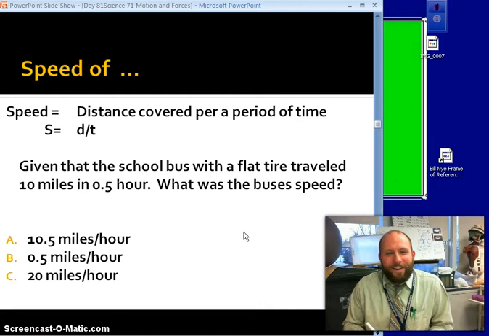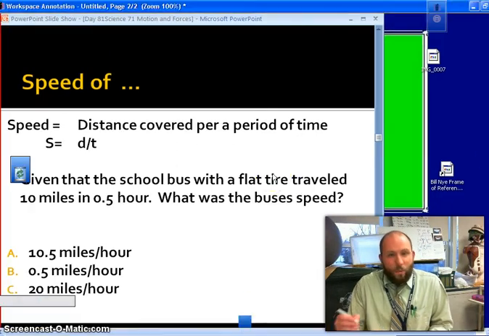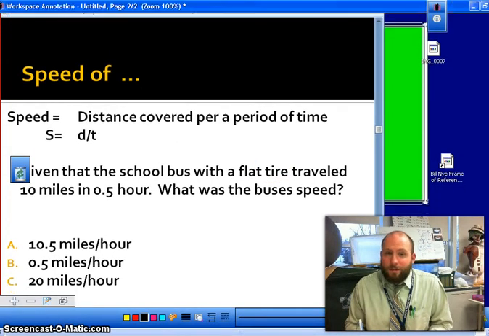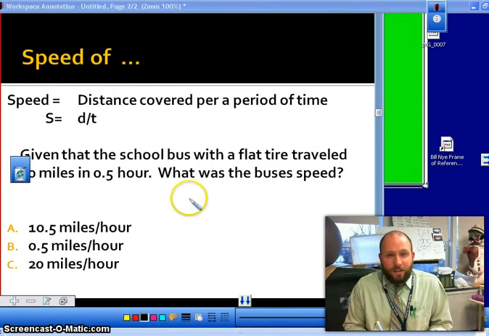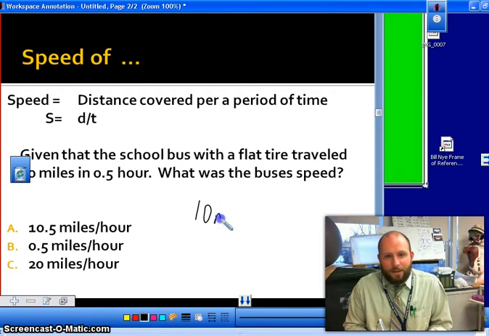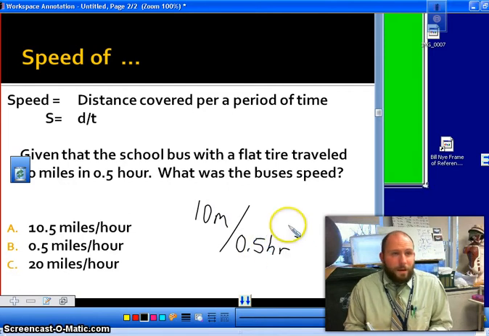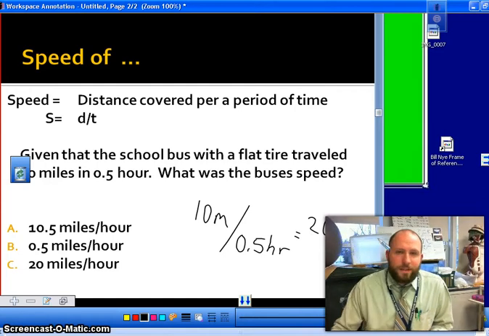Thanks for pausing. All right, so the question now still stands. What is the speed of this bus? Well, you know that the bus is going a grand total here of 10 miles in a half hour. And so our rate is 10 divided by 0.5, which does equal 20 miles per hour. Awesome. Correct answer was C. Well done.